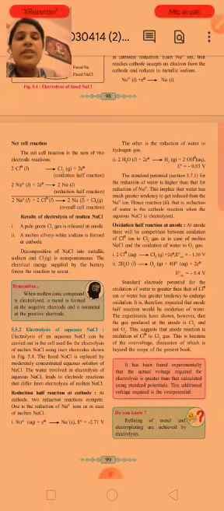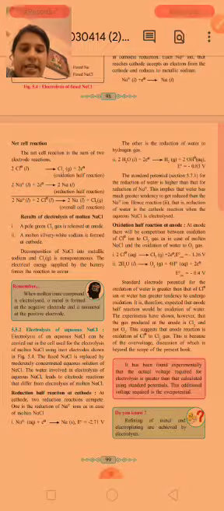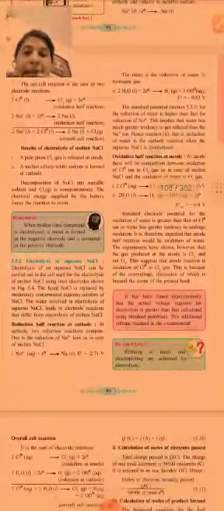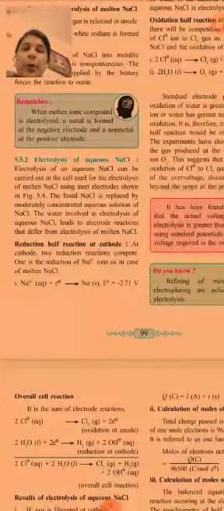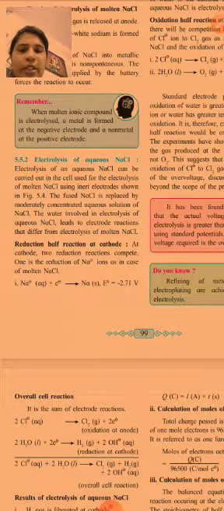In the previous lecture we saw electrolysis of fused NaCl, and in this lecture we have to study the electrolysis of aqueous NaCl. So this part we have to cover today. Electrolysis of aqueous NaCl can be carried out in the cell used for the electrolysis of molten NaCl using inert electrodes shown in the figure, and the fused NaCl is replaced by a moderately concentrated aqueous solution of NaCl. The water present in the electrolysis of aqueous NaCl leads to electrode reactions that differ from the electrolysis of molten NaCl.